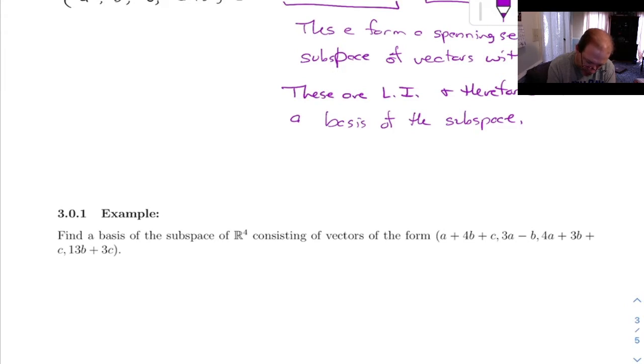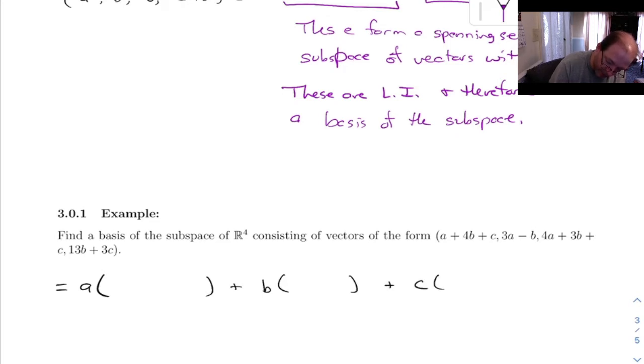All right, let's look at this next example. This next example says find a basis of the subspace of R4 consisting of vectors of this form. And this is really long, so I'm going to do the same thing here. We've got A, B, and C here. So this is going to be A times something plus B times something plus C times something. And we're going to go through and pull out all those coefficients, and that's going to give us a spanning set.